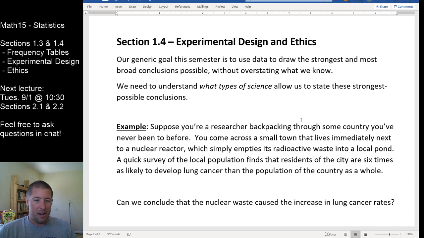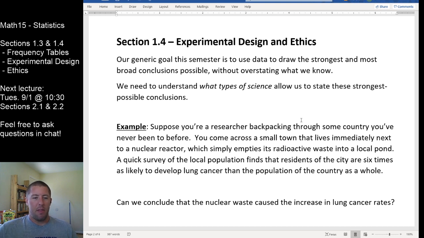And you read the newspaper or whatever, and it indicates to you your quick survey of the local population, however you do it. You end up finding out that the people in this town have a 6 times more likely chance to develop lung cancer as the country as a whole that you're visiting right now. So the question is, should we be concluding that the nuclear waste is what's causing an increase in lung cancer rates right here? This seems to be a pretty reasonable conclusion to draw right here, that you're around things that are known to be carcinogenic.